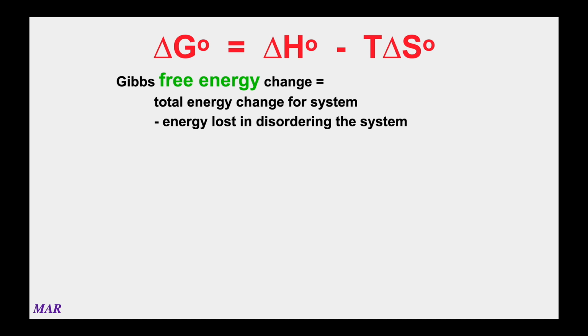Delta G equals delta H minus T delta S is arguably the most important equation of all of chemistry because we're going to use this delta G to see if a reaction occurs or not, if it's spontaneous or not. The Gibbs free energy is just literally the energy change for the system minus the energy lost in disordering the system. So delta H is the energy change for the system, and delta S is the energy lost in disordering the system.